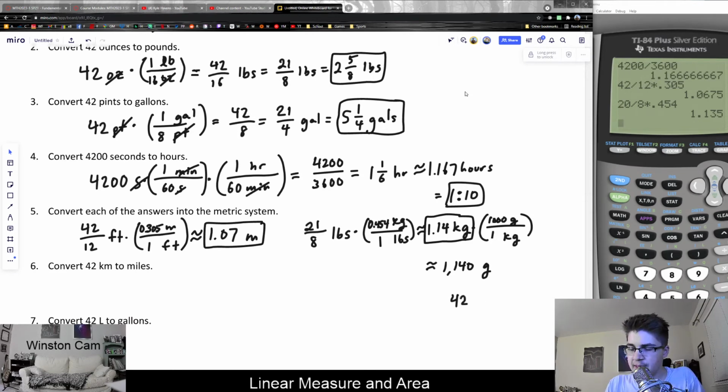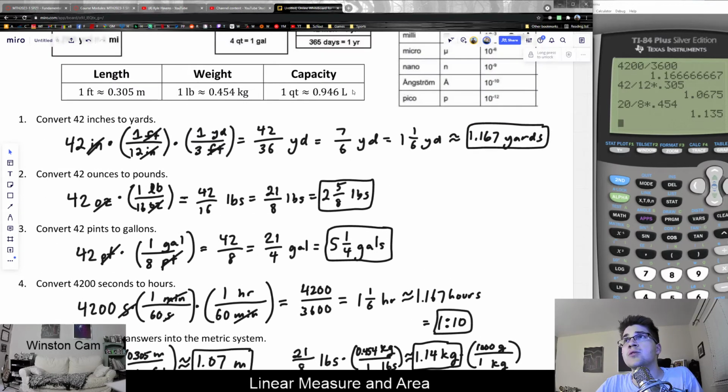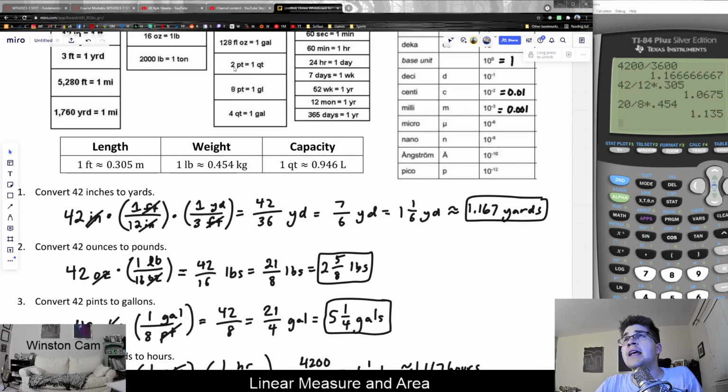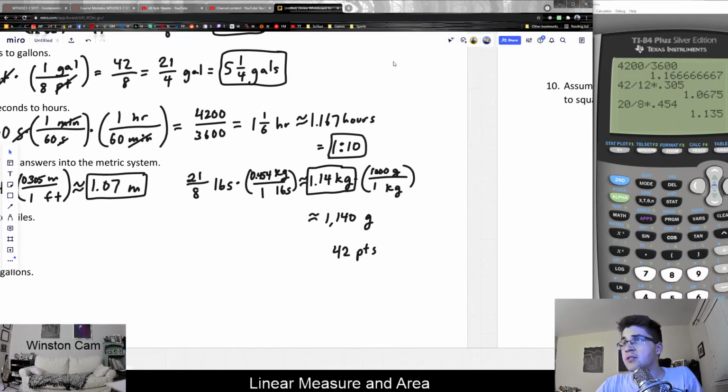So 42 pints. Well, first I would need to make sure that I'm in quarts so that I could use this conversion factor. And luckily 2 pints is 1 quart. So I could just convert that right off the bat. 2 pints is equal to 1 quart.